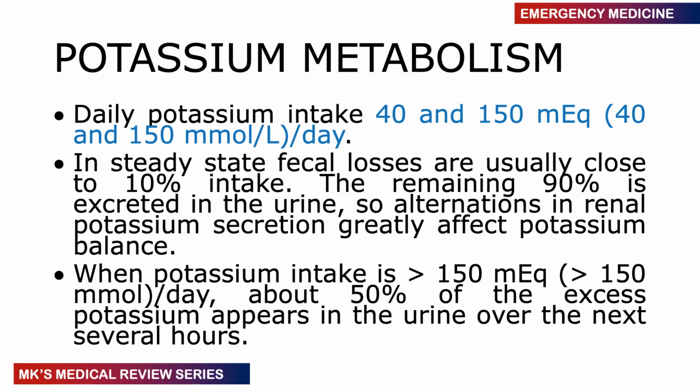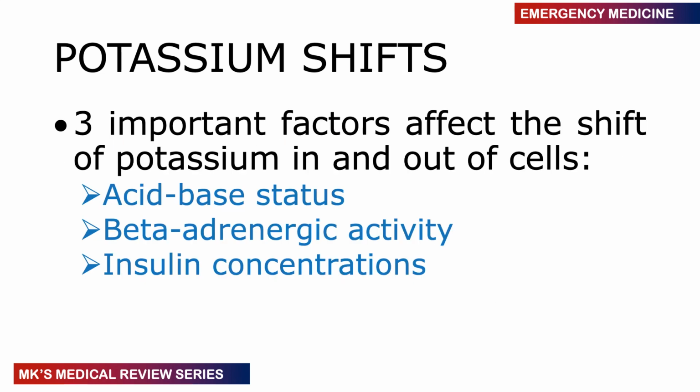Daily, you need a potassium intake of about 40 to 150 milliequivalents. That's roughly about 40 to 150 millimoles per day. And remember that in a steady state, the fecal losses are usually close to 10% of intake. The remaining 90% is going to be excreted in the urine. So any alterations in renal potassium excretion are going to greatly affect the potassium balance in the body. So when the potassium intake is greater than 150 millimoles per day, about 50% of this excess is going to actually show up in the urine over the next several hours.